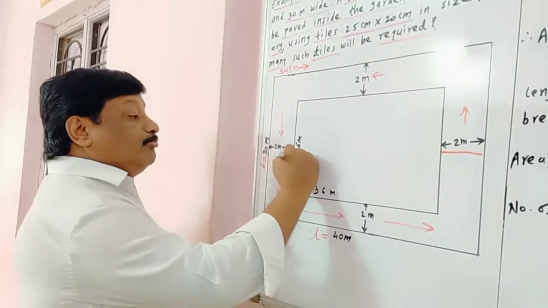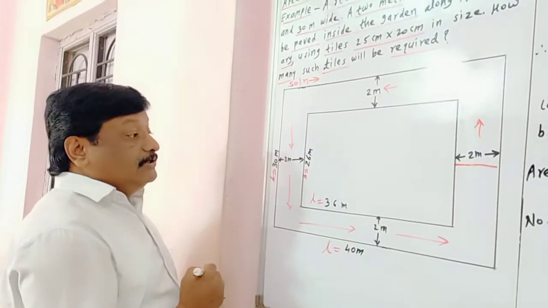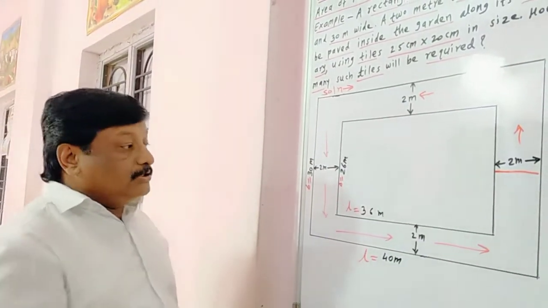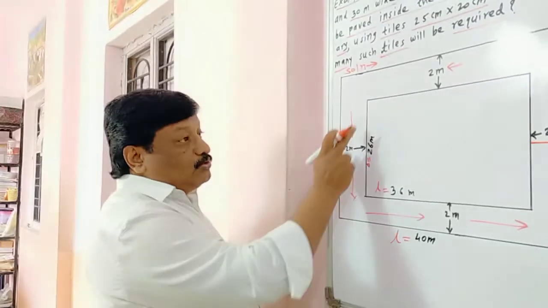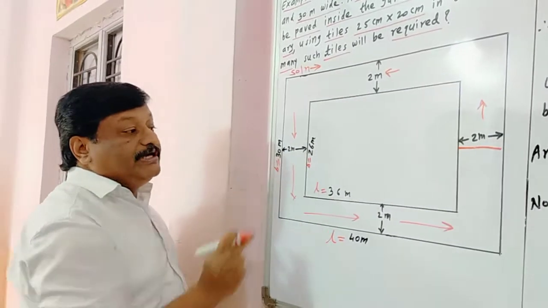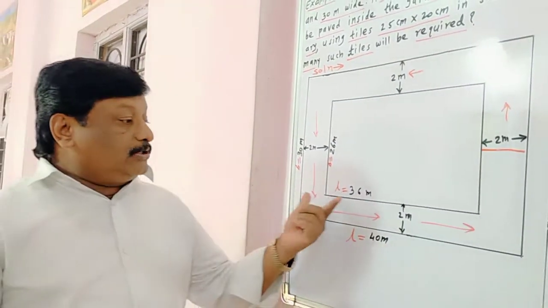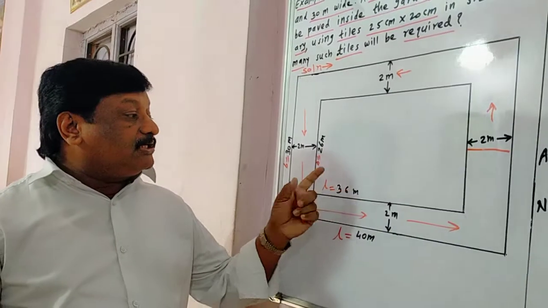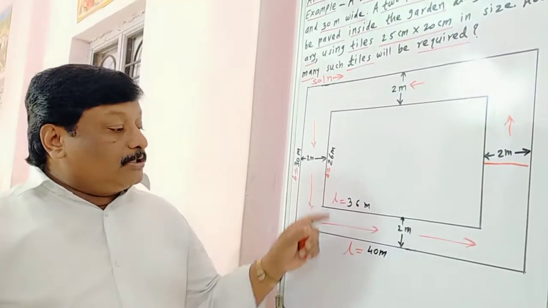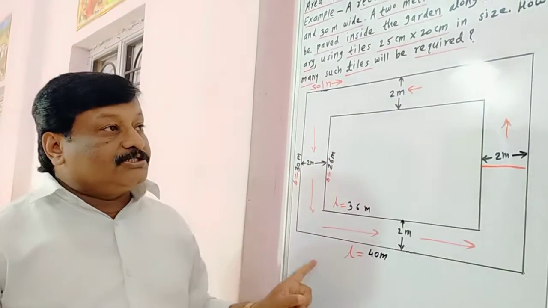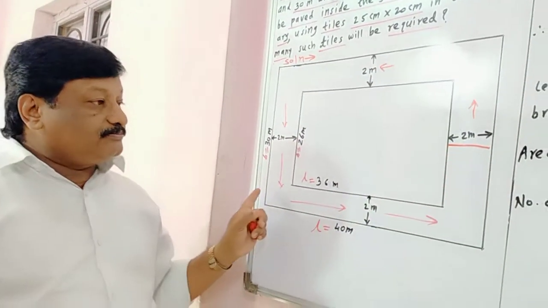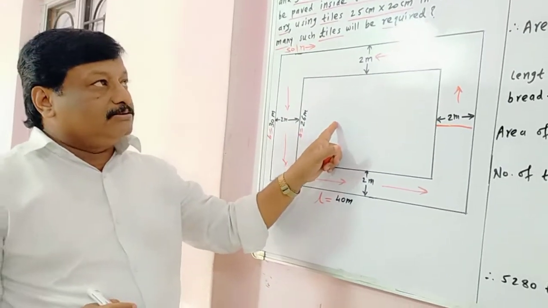Same way here, breadth of the inside rectangle. Now from both sides 2 meter, 2 meter, width of the road is there. Now subtract 2 plus 2, 4 meter from 30 meter. Then we will get 26 meter. So length of the inside rectangle is 36 meter and breadth of inside rectangle is 26 meter. Now find area of rectangle first, then area of here path and area of inside part.